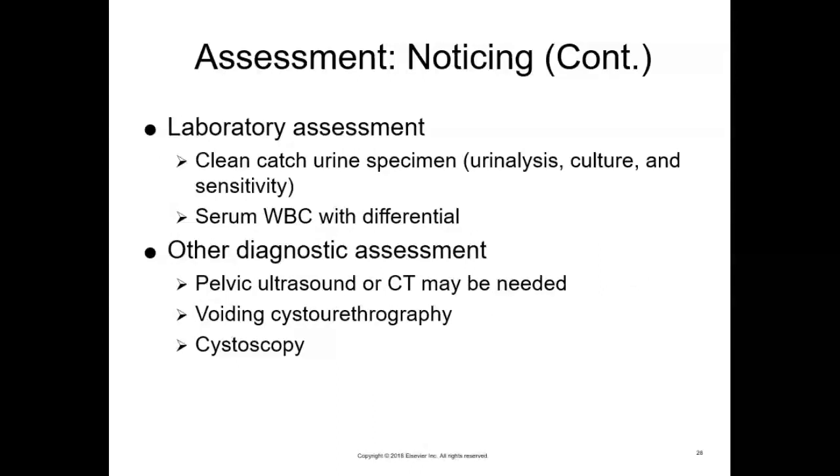Laboratory assessment for UTI begins with a clean catch urine specimen. The combination of a positive leukocyte esterase and nitrite from a urinalysis is indicative of a UTI. The presence of white blood cells, or pyuria, red blood cells, or hematuria, or casts may also indicate UTI. The presence of more than 20 epithelial cells suggests contamination, and a new specimen should be collected.